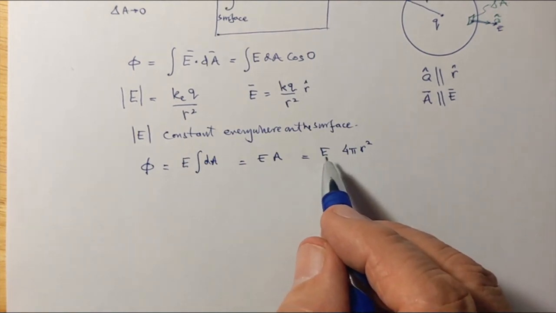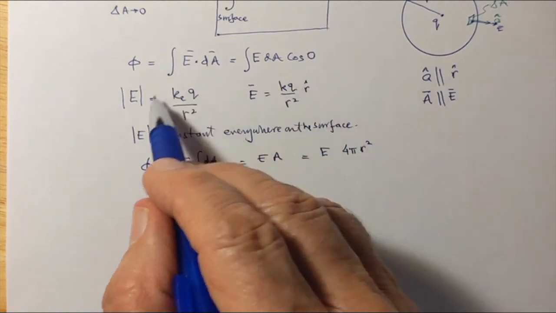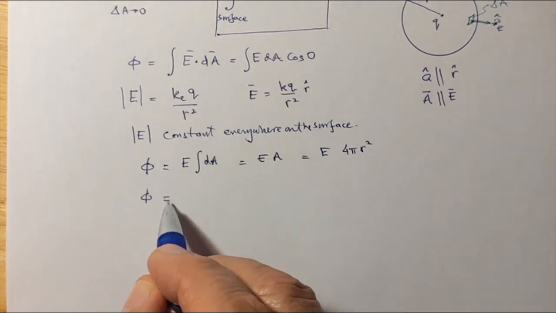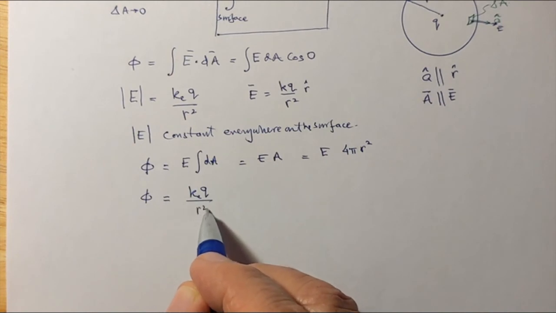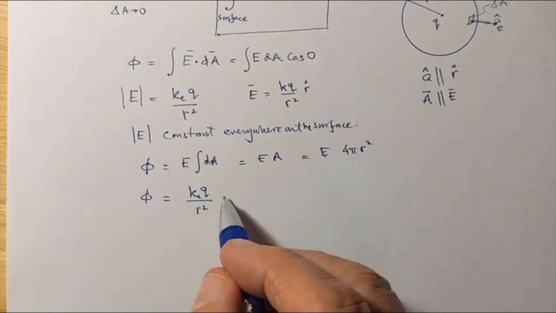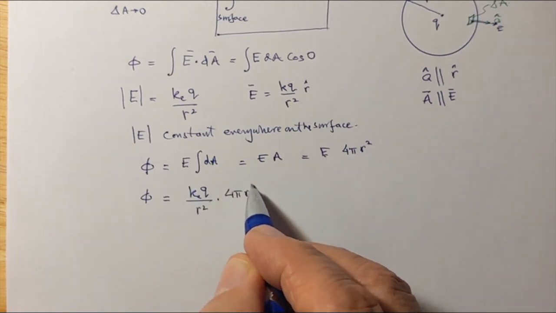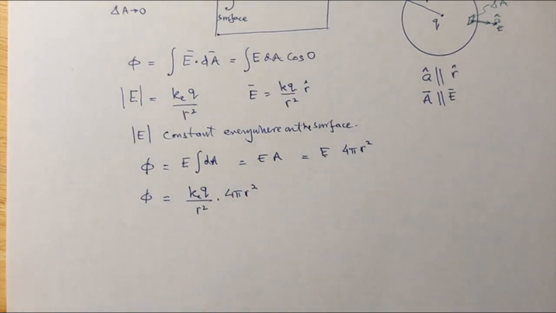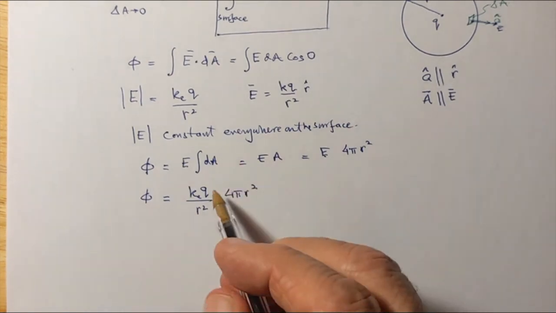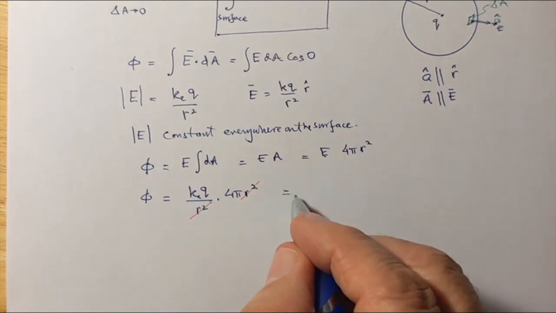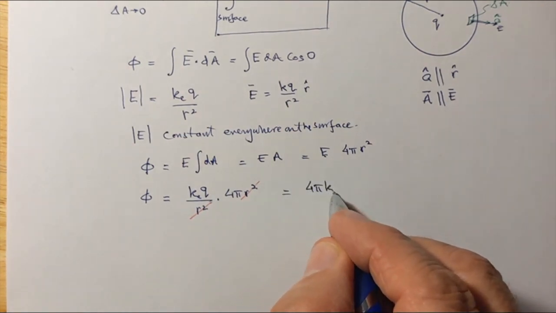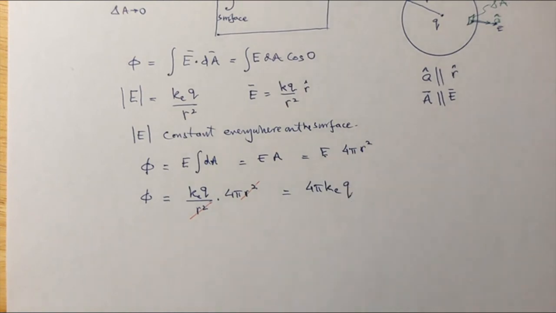And therefore we can write the E from here. So our flux is going to be K Q over R square, that's the E, times 4 pi R square. And the R square will cancel with the R square. And we have 4 pi K Q.